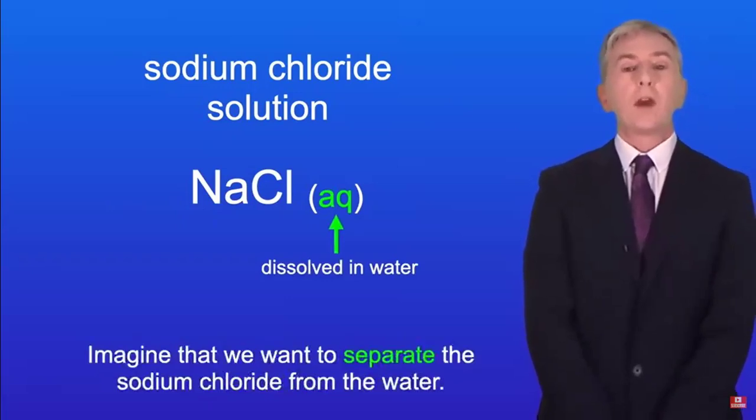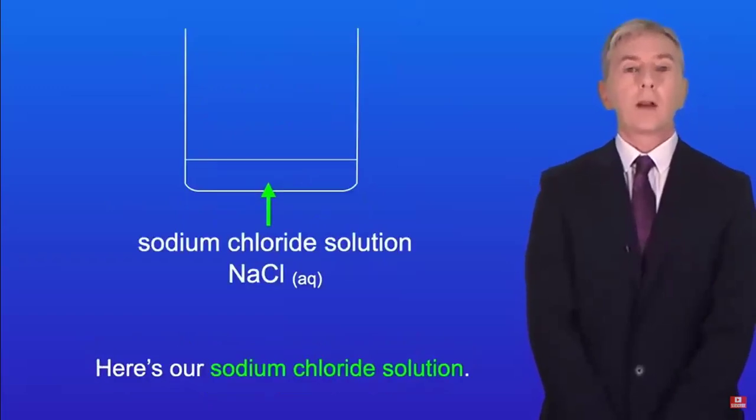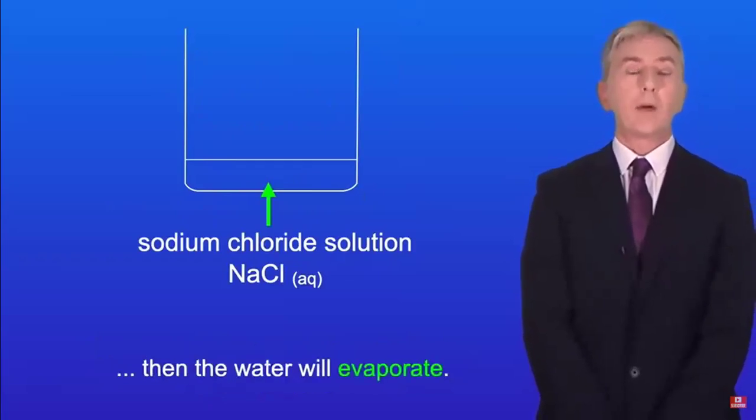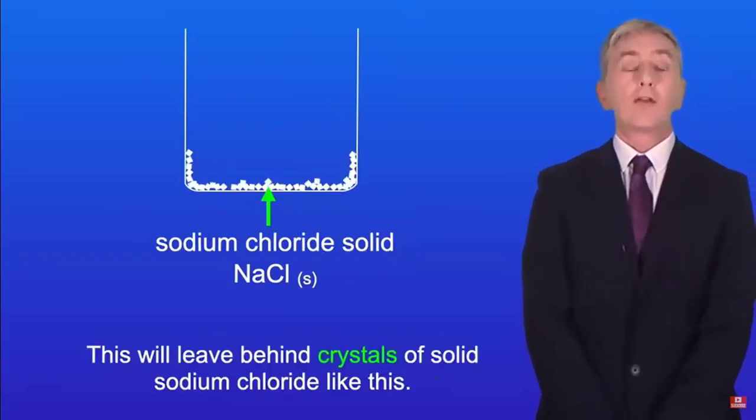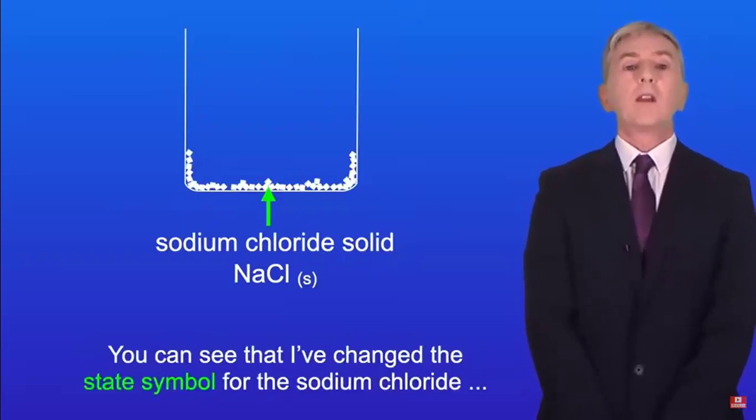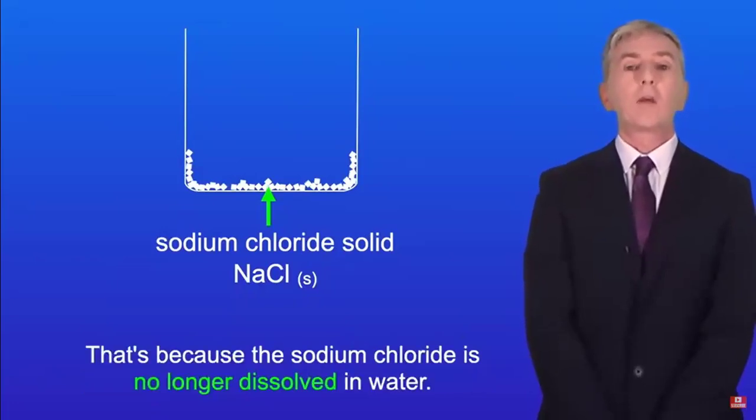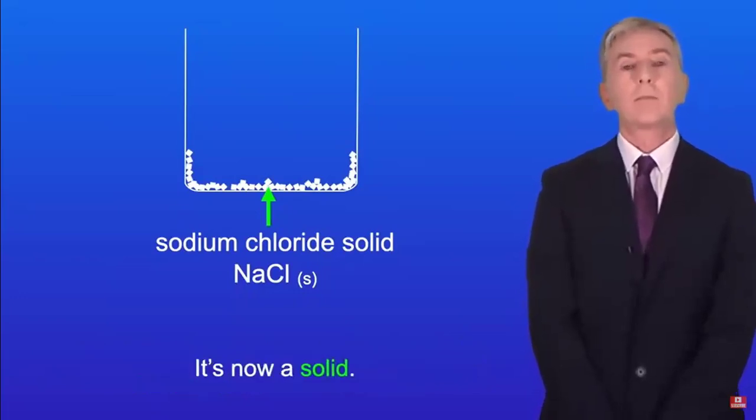Imagine that we want to separate the sodium chloride from the water. So here's our sodium chloride solution. Now, if we leave this solution for a few days, then the water will evaporate, and this will leave behind crystals of solid sodium chloride like this. You can see that I've changed the state symbol for the sodium chloride from AQ to S. That's because the sodium chloride is no longer dissolved in water, it's now a solid.